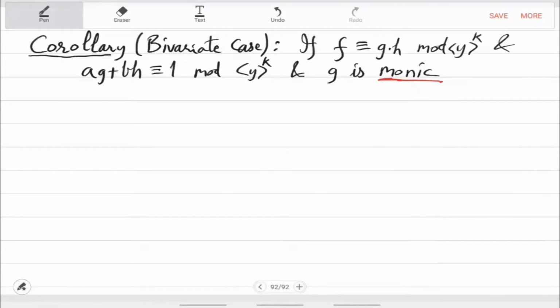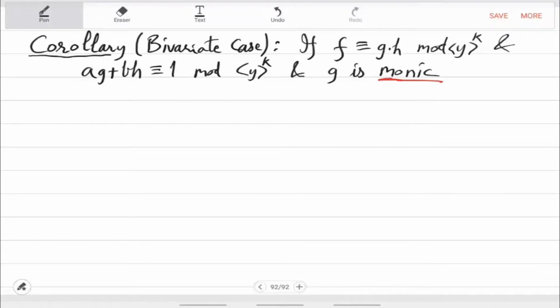Monic again, remember, is: g is bivariate in x and y, and look at the highest monomial in x, the coefficient of that is 1, right? That is what monic means.